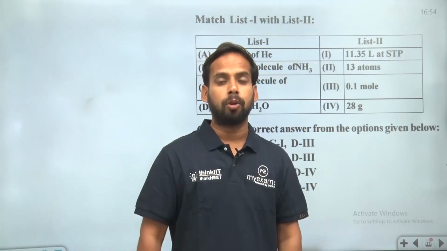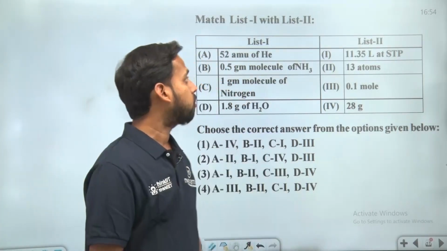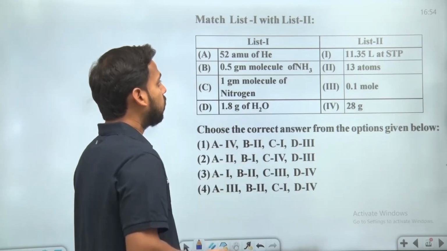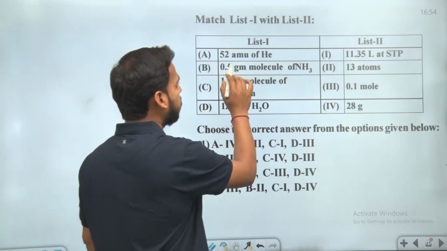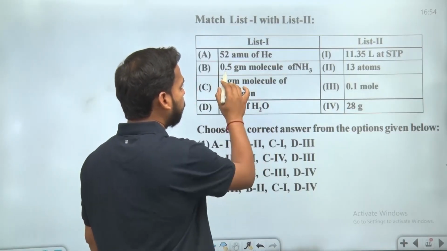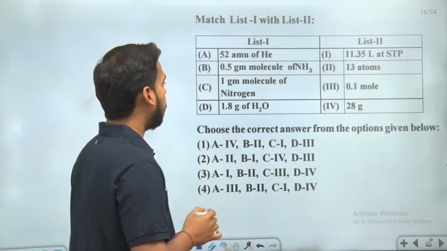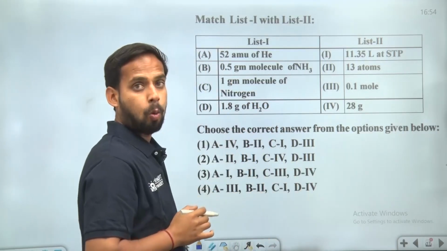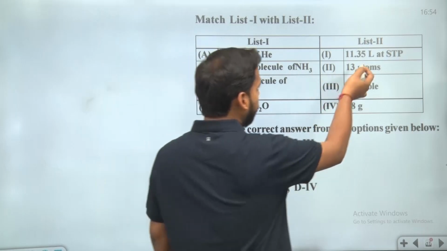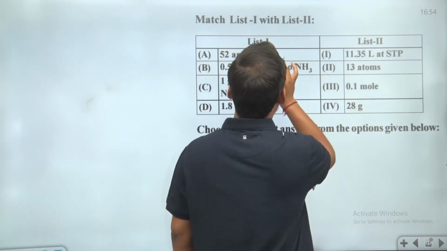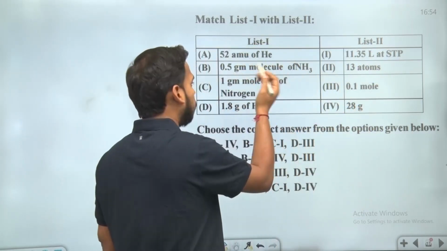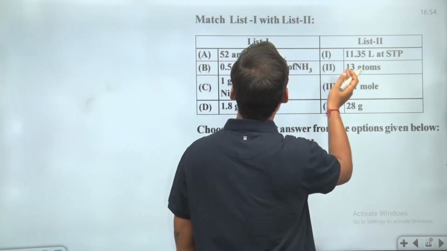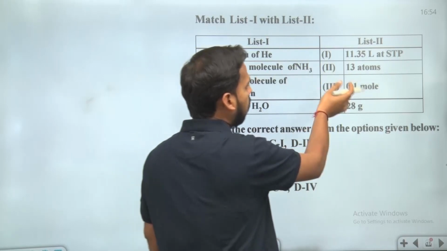Hello students, so let's start with the questions of mole concept. The first question is match list 1 with list 2. In list 1 we have 52 AMU of helium, 0.5 gram molecule of ammonia, 1 gram molecule of nitrogen and 1.8 gram of water. We have to match with list 2, the relevant things, which is going to be a match with the moles or the atoms.